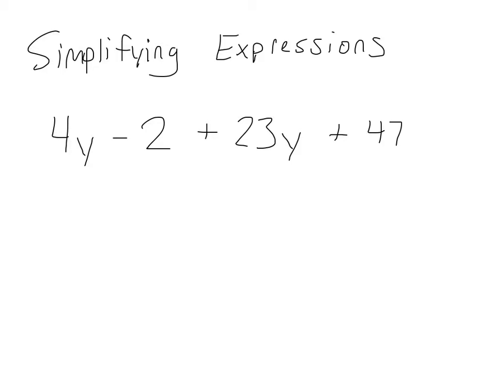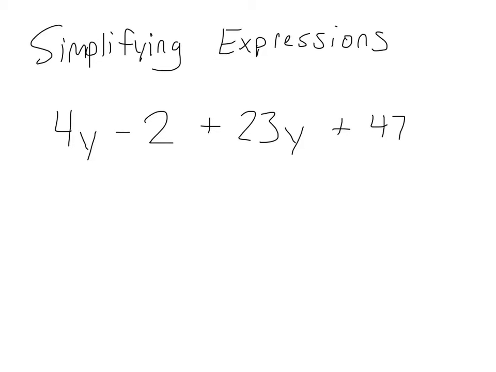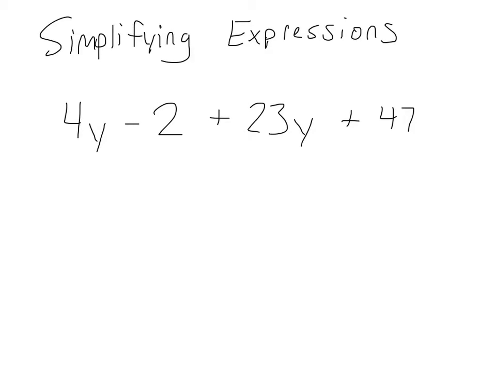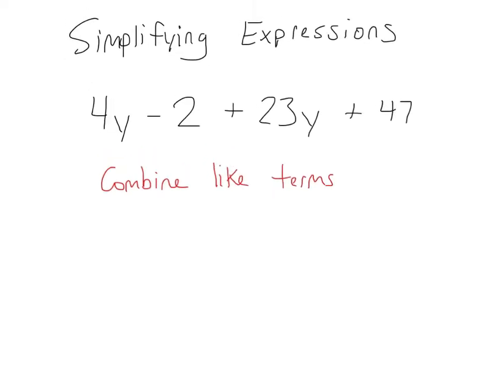Alright, so now we're going to talk about simplifying expressions. Simplifying expressions is really easy now that we've learned about like terms, which is the big one. It's going to help us simplify expressions. To simplify expressions, we simply combine like terms. So if I have any like terms, we can combine them. So we have the expression 4y minus 2 plus 23y plus 47. So what are my like terms?